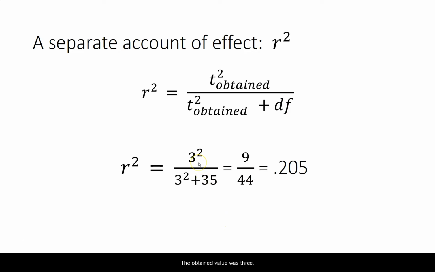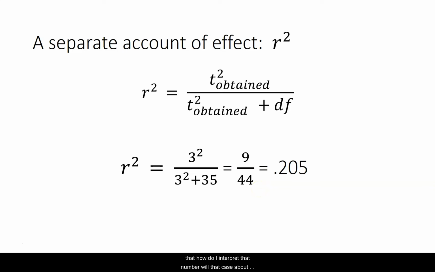The obtained value was 3. I'll repeat that down here. My degrees of freedom, I'm not using 30 this time. I'm using the actual number that it was, 36 minus 1. We only use the rounded degree of freedom, like going down to 30, when we're looking up the critical value. For other things, we use the actual degree of freedom. That's where 35 came from. You'll remember there were 36 rats in the study. This is 36 minus 1. So not too bad. 9 over 44, 0.205.